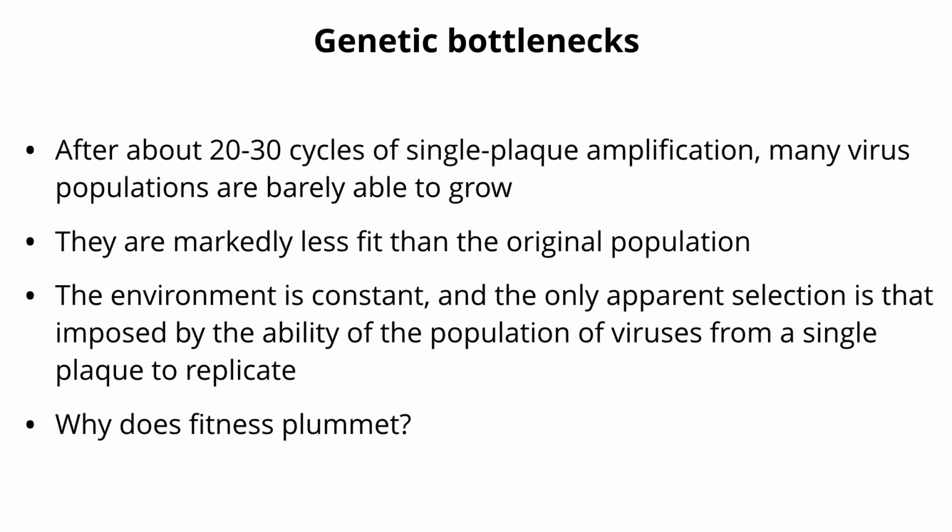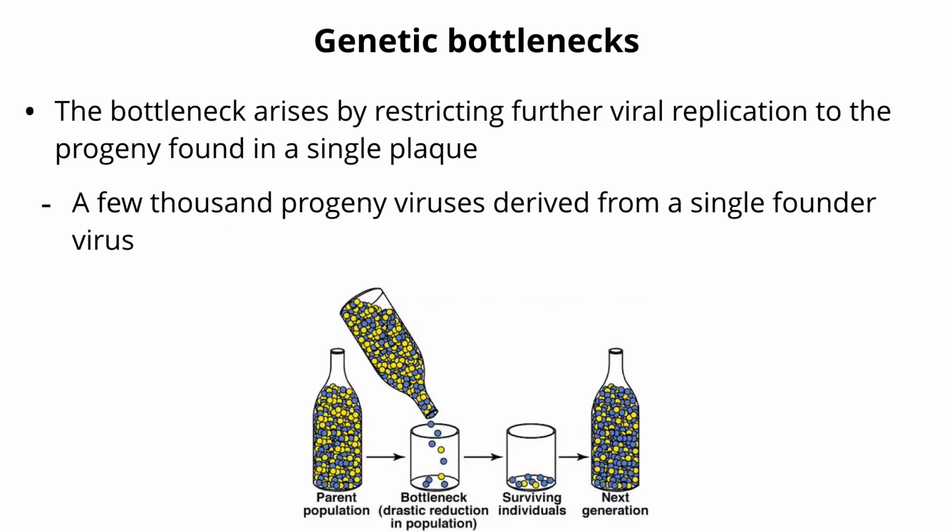So why is the fitness of this virus so low? The reason is a genetic bottleneck in which the diversity is restricting the ability of the virus to adapt to a new environment. And the bottleneck here is a few thousand viruses derived from a single virus. So here's an illustration of a bottleneck. You have a big bottle of different viruses, but if you try and squeeze some through the bottleneck, only a few come out. And the bottleneck here is the plaque assay, because you're just picking a single plaque.